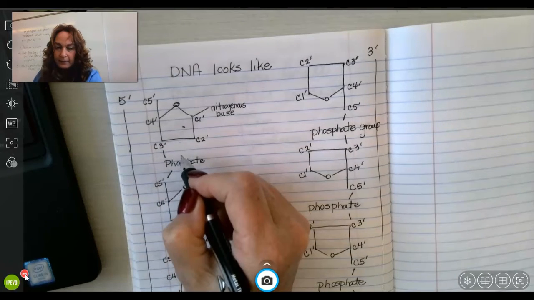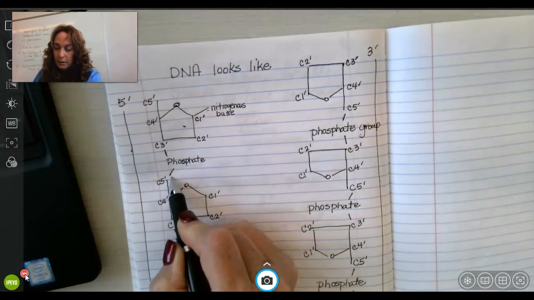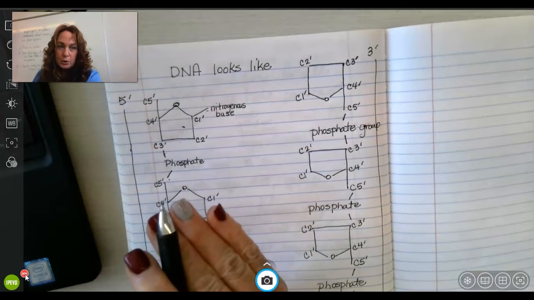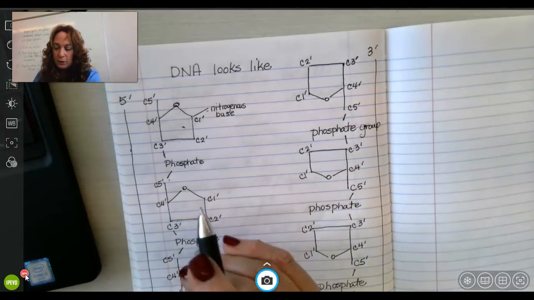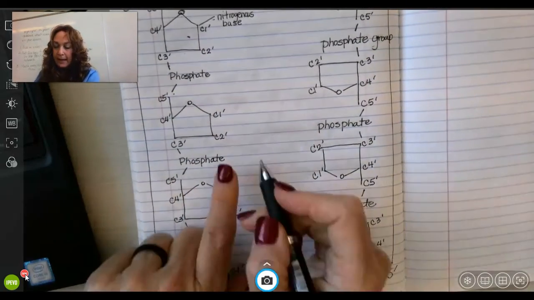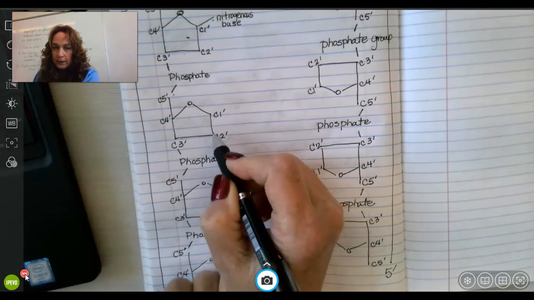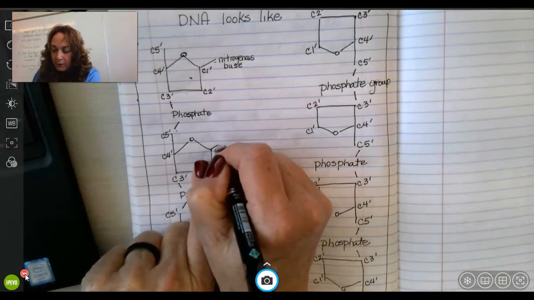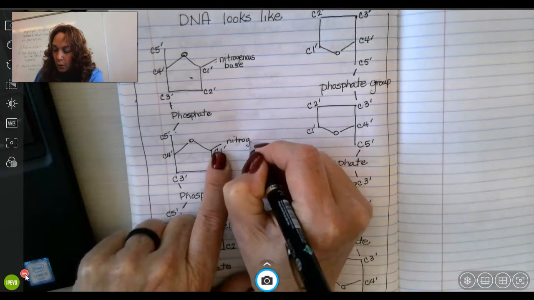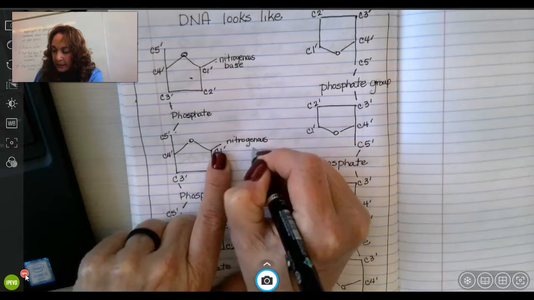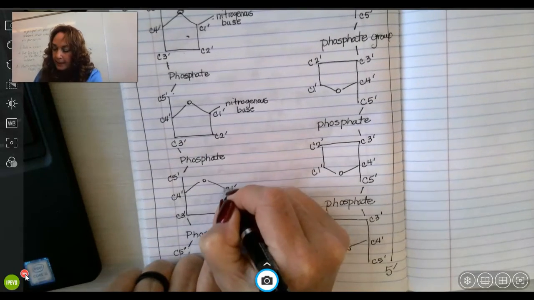All of everything that I've drawn right now, covalent bond, covalent bond, covalent bond, super sturdy, will not come apart unless I purposefully do that. So I'm just going to repeat that at every 1' carbon on these sugars. So I'm going to have a covalent bond that has one of the 4 nitrogenous bases. So nitrogenous base, look how neat I'm writing. I'm going to do the same thing here.